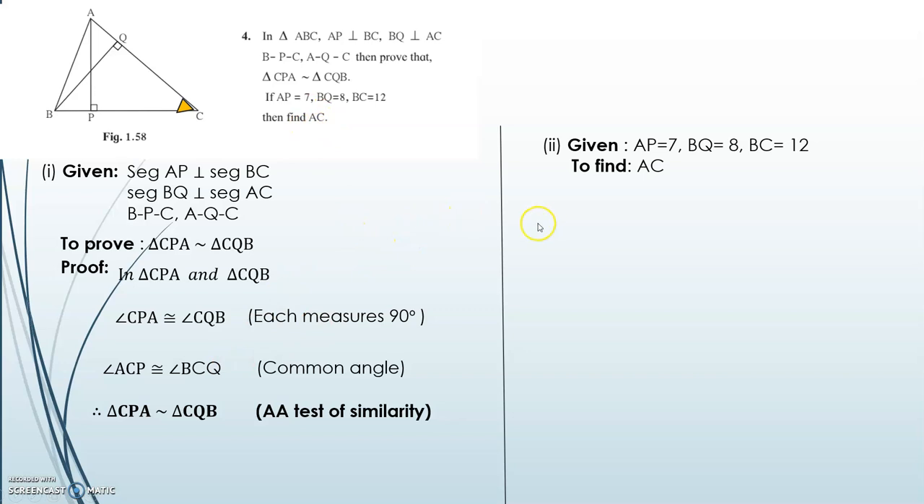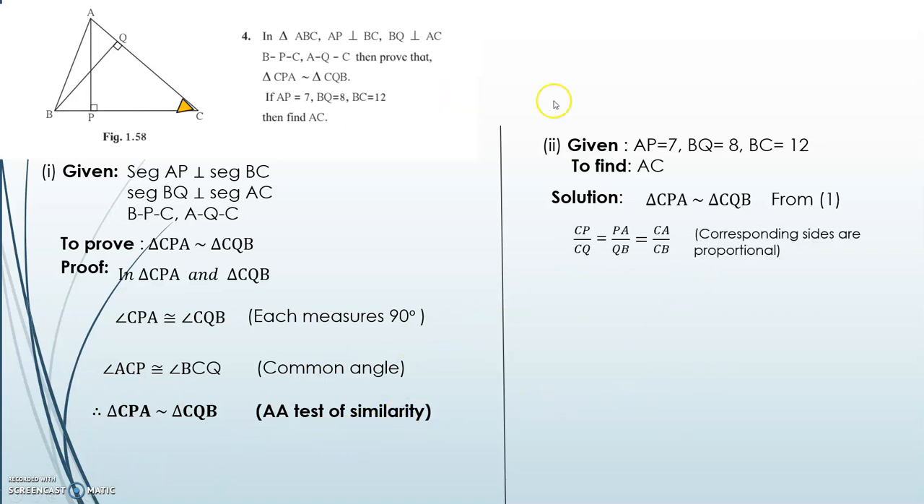So let's write the given, and we will take down triangle CPA similar to triangle CQB. Now we will write the corresponding sides. Corresponding sides are proportional. This is the reason that you will have to write. Now here you can see CP and CQ values are not given, nor is it needed for us to find. So PA value is 7, QB is 8, CA is what we find, and CB value is 12, and AC you have to find. So these values are given to us.